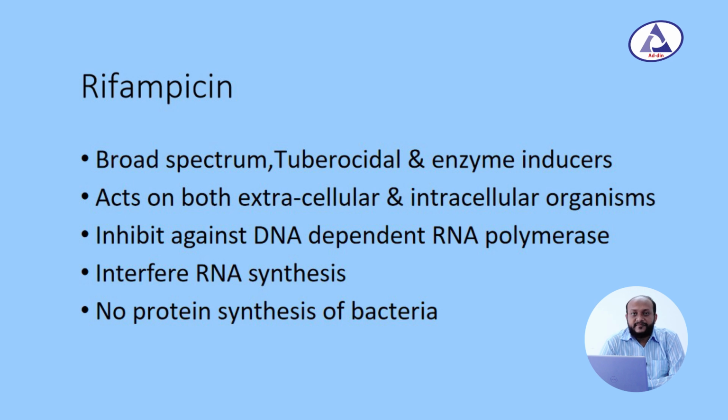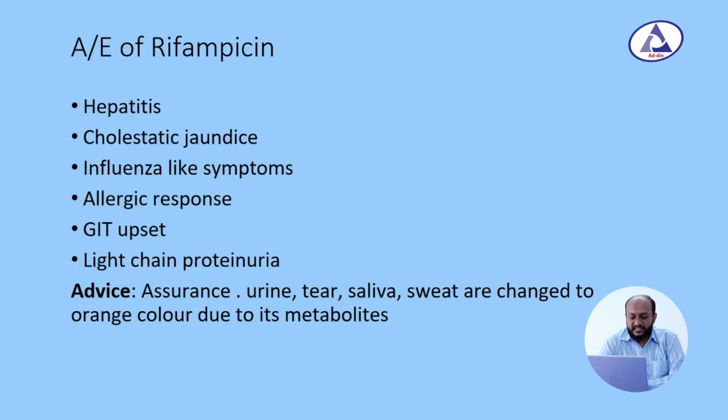Now, rifampicin. Rifampicin is a broad spectrum tuberculocidal and enzyme inducer. Mechanism of action: it mainly acts on both extracellular and intracellular organisms. It inhibits the DNA dependent RNA polymerase and interferes with RNA synthesis. So there is no protein synthesis of the bacteria. Now, adverse effects of rifampicin: it mainly causes hepatitis, cholestatic jaundice, influenza-like syndrome, allergic reactions, GIT upset, and light chain proteinuria.